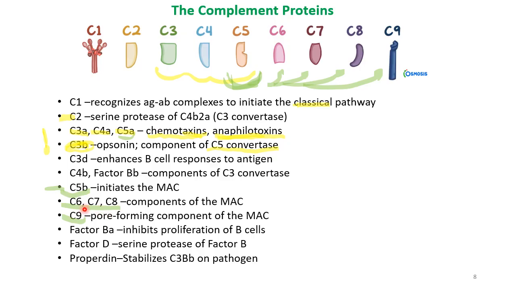Okay, and notice that from C6 to C9, you don't have cleavage of those guys anymore. You just have recruitment of those guys. All right, so you're going to see cleavage of the zymogen forms from here to there. These 4 guys over here, they get activated by cleavage. The other guys, they get activated by recruitment. Okay, they are just brought together. Once they're brought together, that's it. They do their jobs. Okay.